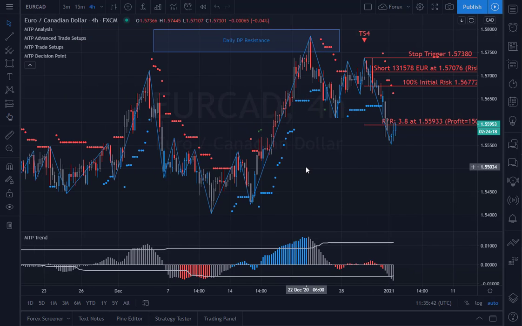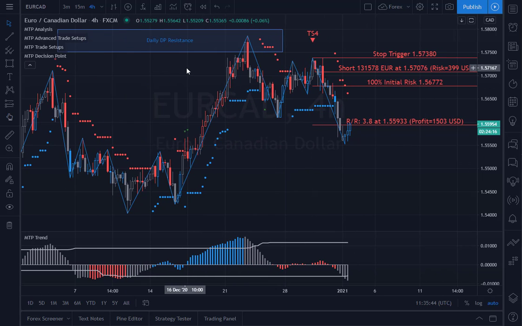This is what we're looking for in good trade setups to consider when you're looking for using MTPredictor. And as you can see, this is a very good example that's turned out well using our scripts on TradingView.